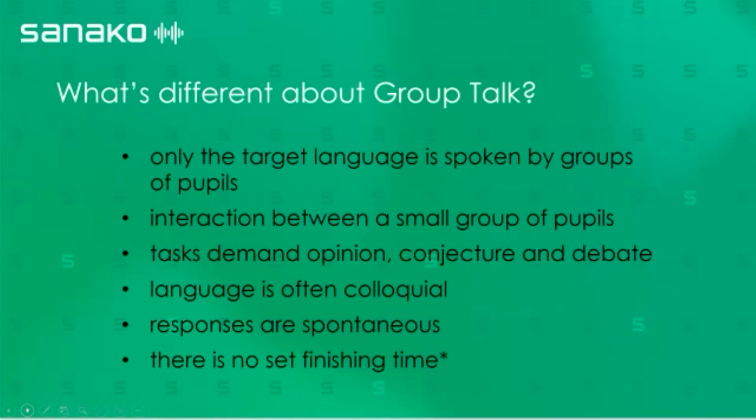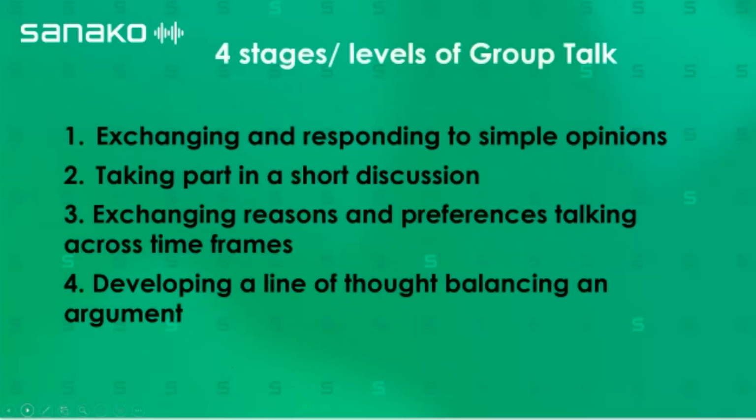Now, in the original way of doing this, there was no set finishing time, although when I was training my groups to do it, I would put a timer on the board as a challenge and say, right, we're all going to talk to begin with in year 7 for 1 minute and then 2 minutes. And then very quickly, even by the end of year 7, we'd got to 5 minutes and even longer with the more able students. So you can have a set finishing time in the sense that you can have that level of challenge. There are 4 stages or levels of group talk, as we can see here.